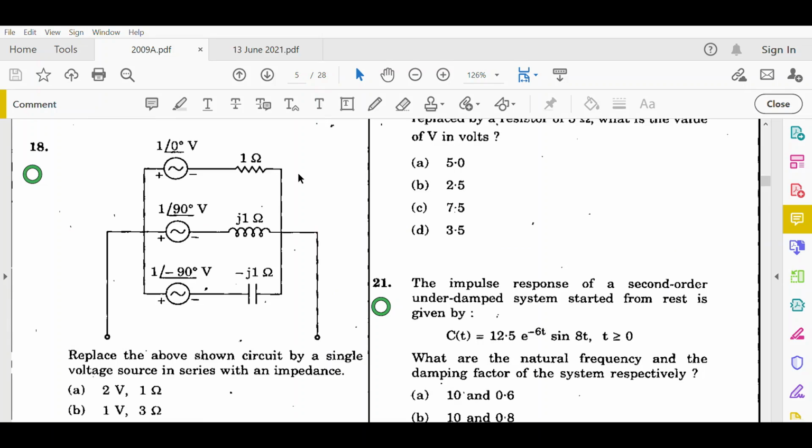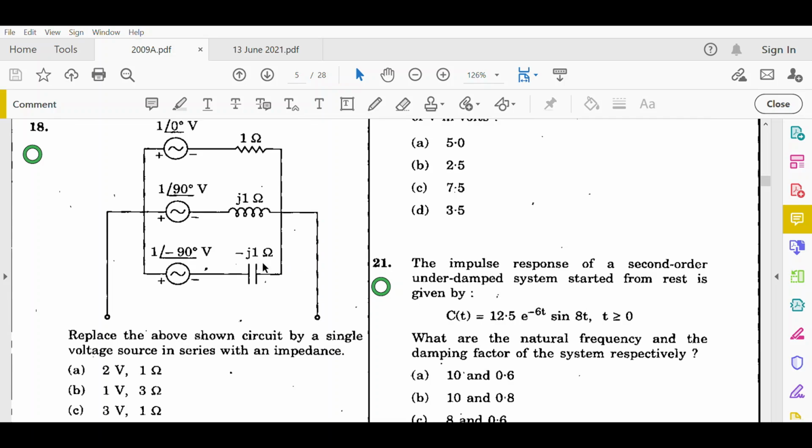Now let us see the 18th question. In the 18th question they have given us a circuit consisting of voltage sources in series with various types of impedances, and we have 3 sources of such kinds, and in the question they have asked us to replace the above shown circuit by a single voltage source in series with an impedance.